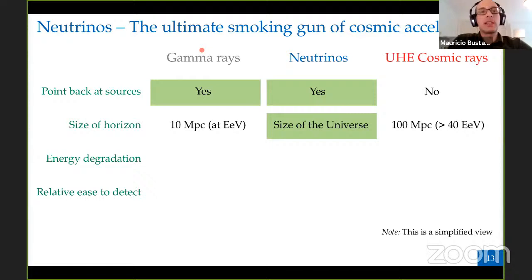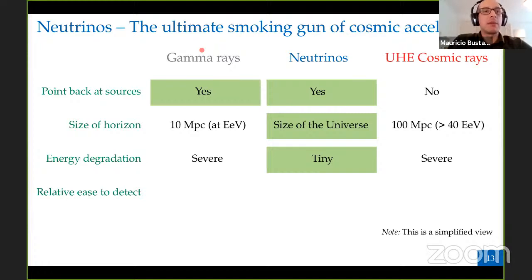The size of the horizon, and this is related to what you heard in the talk before, is limited for gamma rays and ultra high energy cosmic rays. So very high energy gamma rays and very high energy cosmic rays will not travel without losing energy for more than a certain distance. In the case of gamma rays, at the highest energies it is no more than 10 megaparsecs. At even lower energies, a PeV, it is no longer than 10 kiloparsecs. In the case of cosmic rays, the highest energy ones won't travel before losing energy for more than 100 megaparsecs. Whereas neutrinos just free stream through the universe without losing any energy, essentially, which is what I'm saying here.